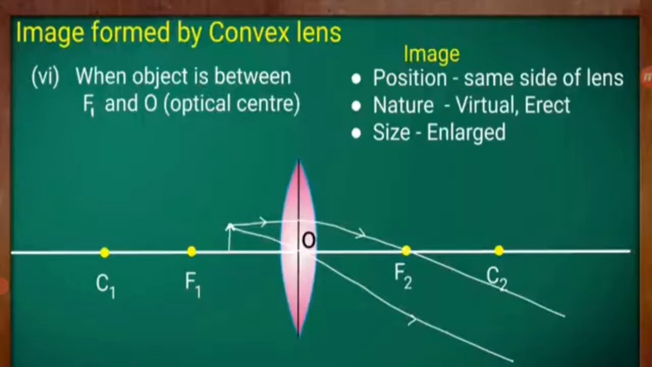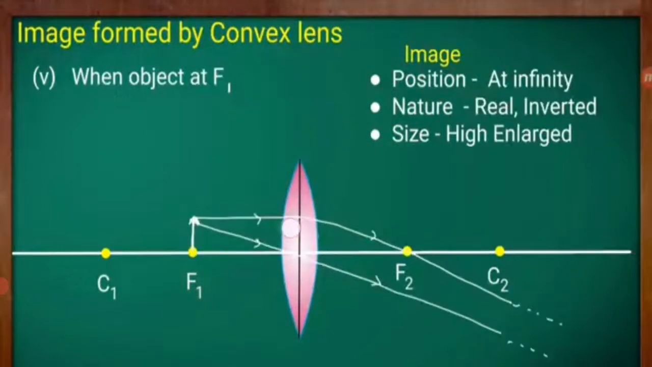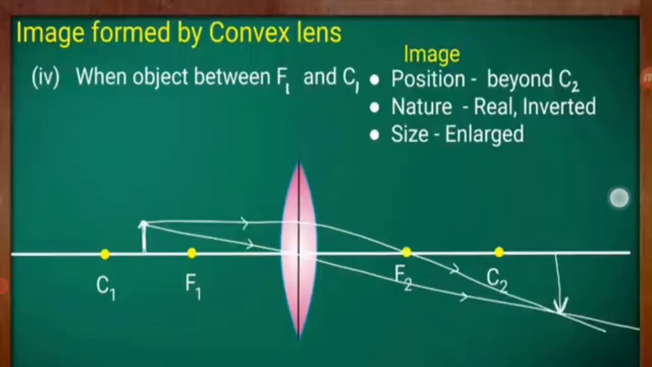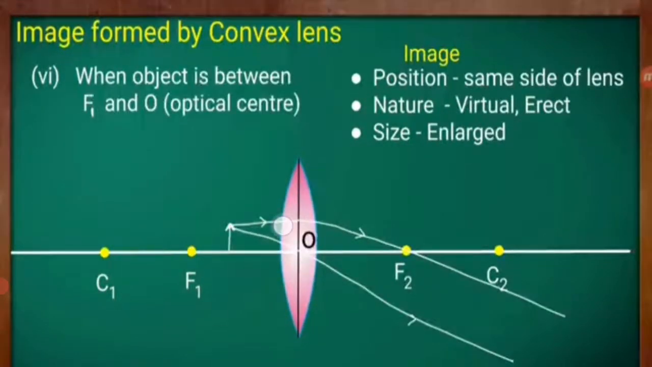O is nothing but the optic center. When you take the object between F1 and O, then here also I am considering a line which is parallel to the principal axis. So here a line is parallel to the principal axis, therefore it has to pass through F2, and another line should be with the optic center O. Now when you extend these two lines, both are not meeting, isn't it?